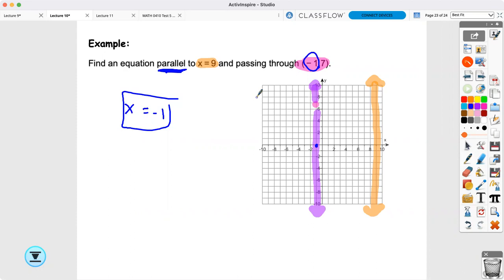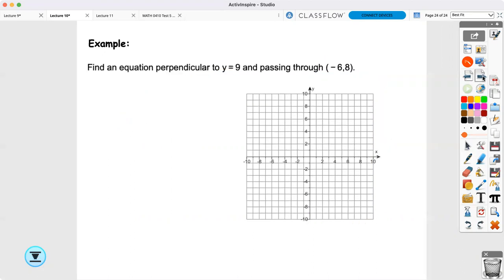All right, is anyone still writing this one down? All right. Now this one's the last example, my apologies. So find an equation perpendicular to y equals 9 and passing through -6, 8.